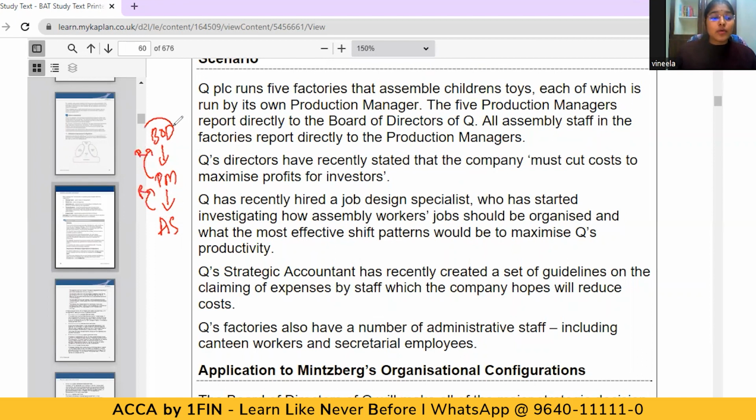So the board of directors are the strategic apex people. The production manager comes under the middle line. Assembly staff come under the operating core. That is what he is trying to explain through this example.